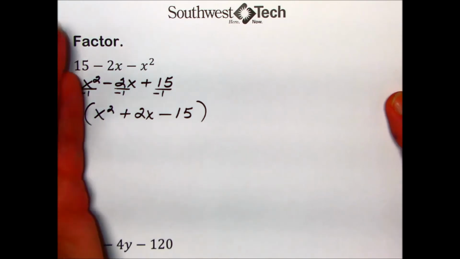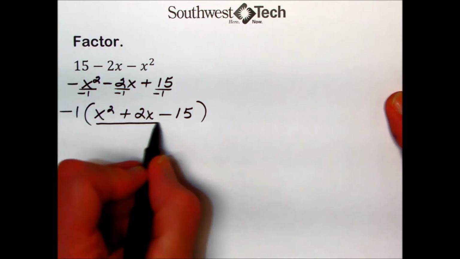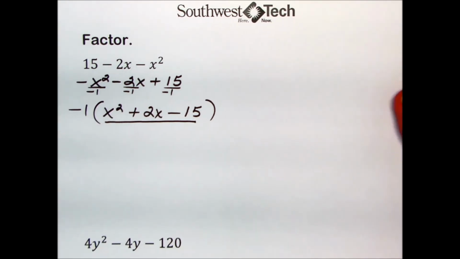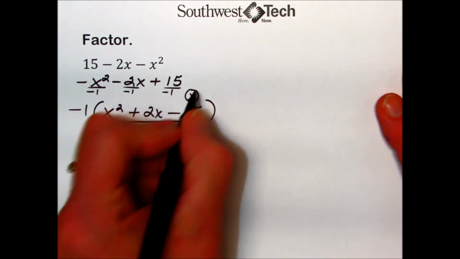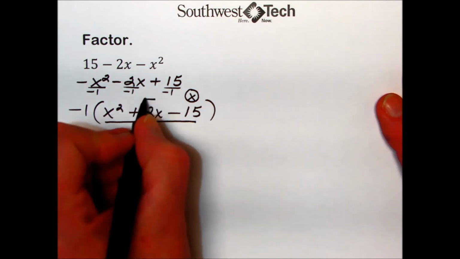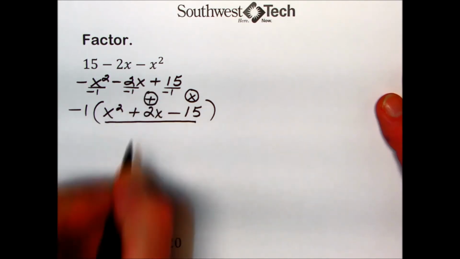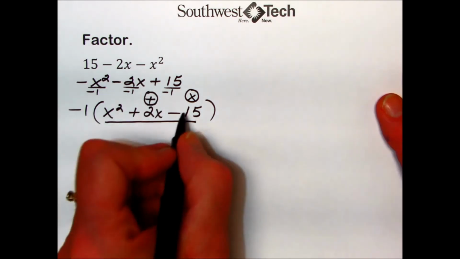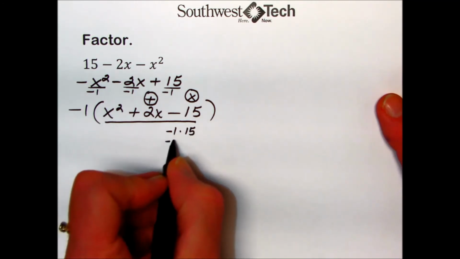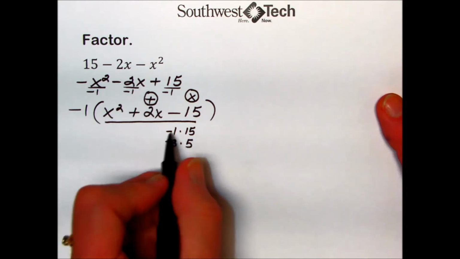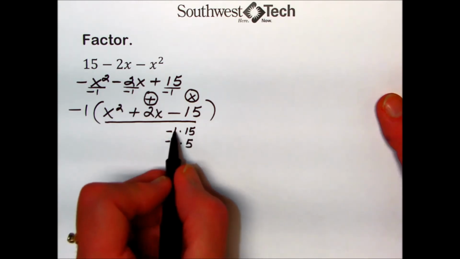And because our coefficient now is 1 and we're only dealing with the trinomial within the parentheses, we can now use the procedure of what multiplies to give us -15 and adds up to give us 2. So we have some choices. We could have -1 and 15. We could have -3 and 5. And of course we could reverse those.